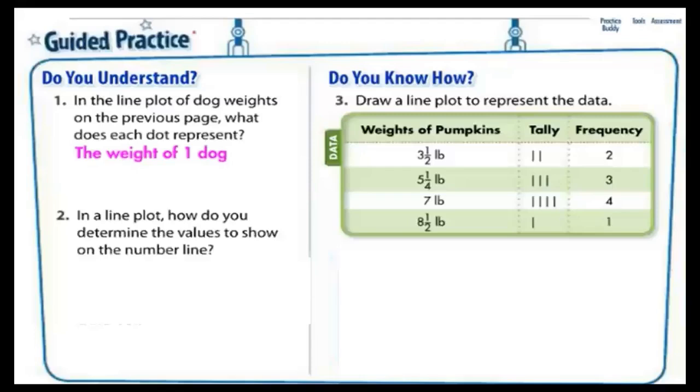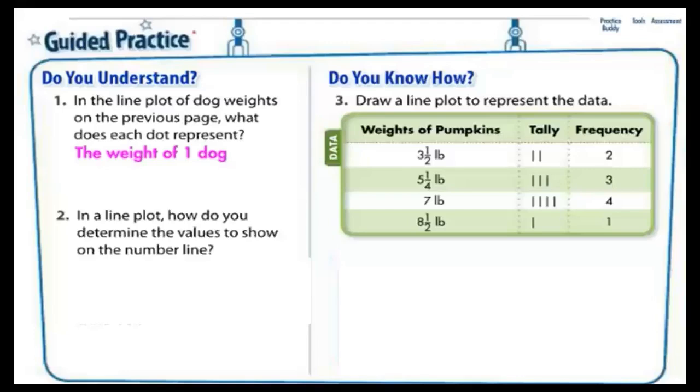What is it going to represent? It's going to represent and express the weight of each dog. So each dot we select represents or expresses the weight of one dog, just one.